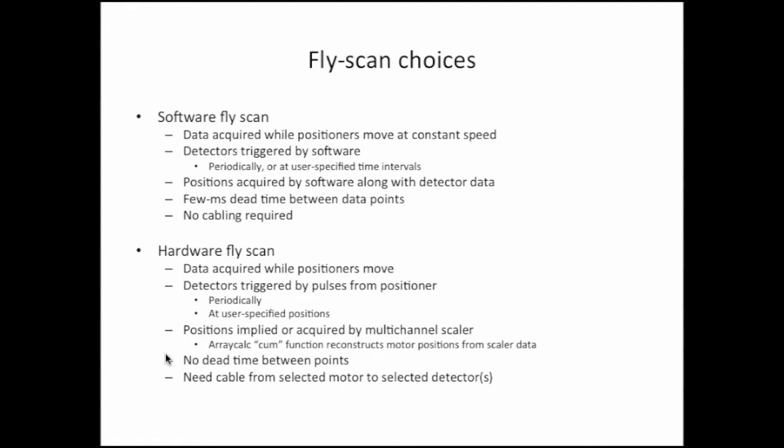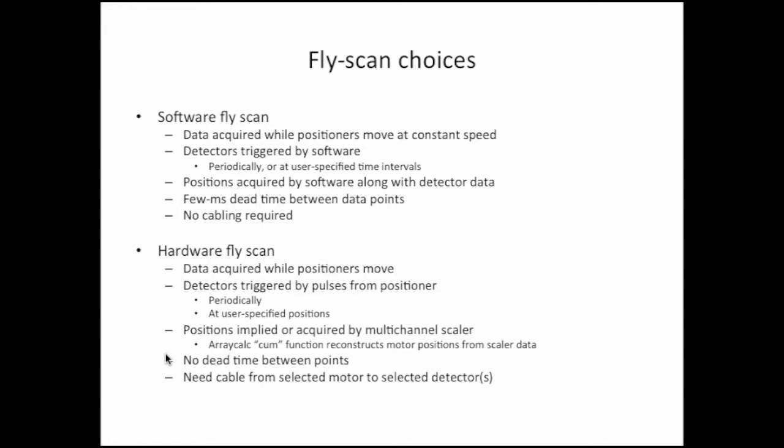The hardware fly scan is what people almost always mean, and this requires a cable. This requires a hardware trigger from the motor to the detector. And the scan record is really not doing very much in a hardware fly scan. It launches things, but most of the stuff is actually happening in the hardware.